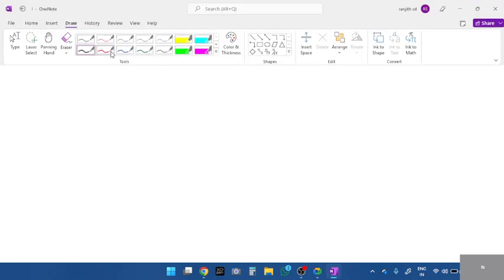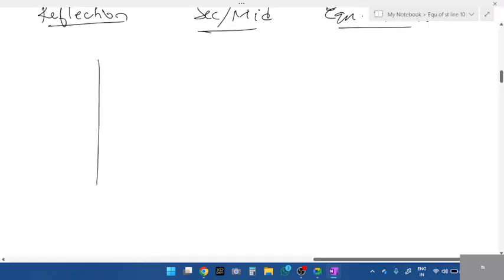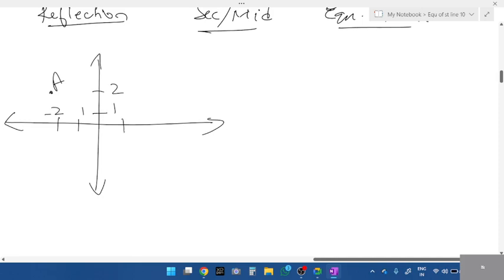Now I'll give you a question. Only that is the important part in reflection. Then next we'll start section midpoint. Okay, next one more concept. There is a point A: 1, 2, 1, -2.